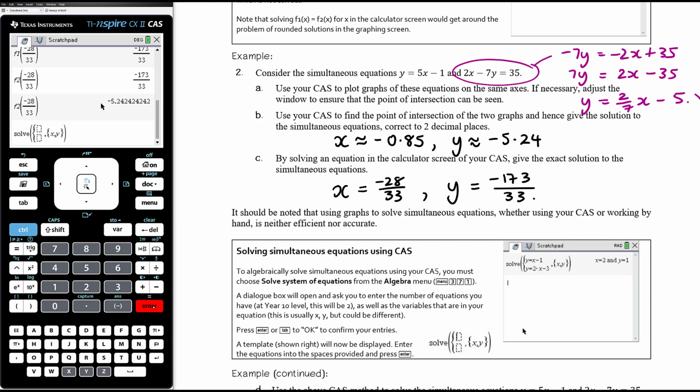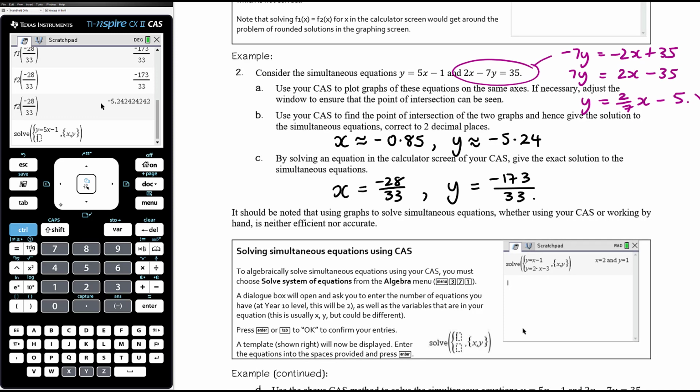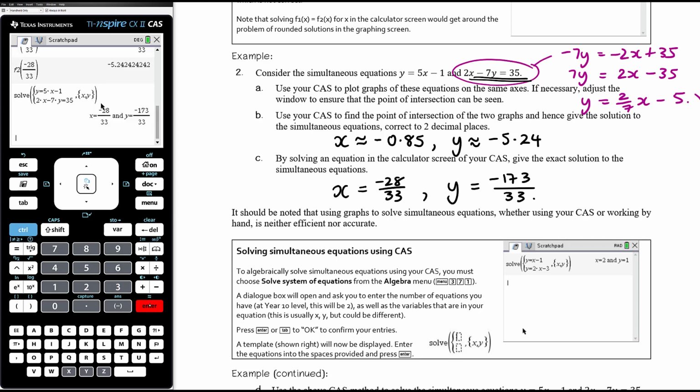And I simply enter my 2 equations into the 2 boxes. So the first equation was y equals 5x minus 1. And the second equation, now there's no need to rearrange here. I can just enter this equation in as it was: 2x minus 7y equals 35. And there we have the solution to the simultaneous equation. So it's definitely the most efficient way if we're solving simultaneous equations when we have our CAS.